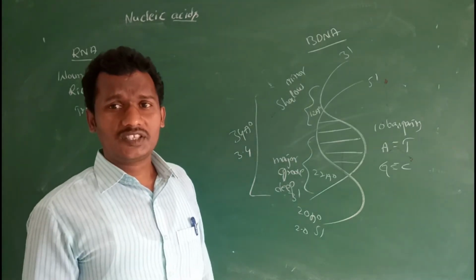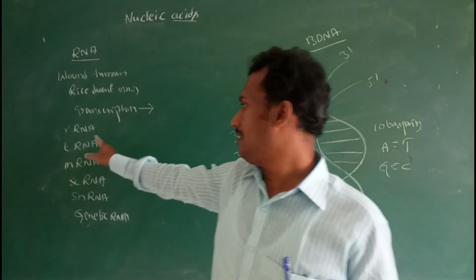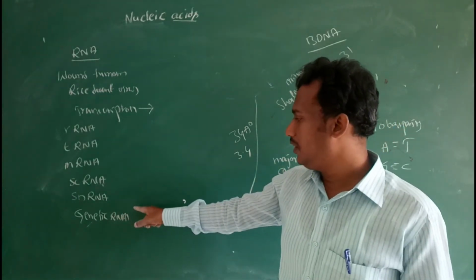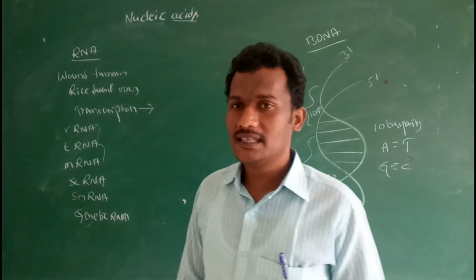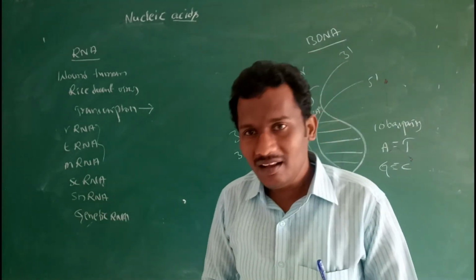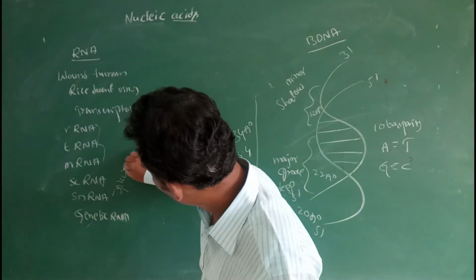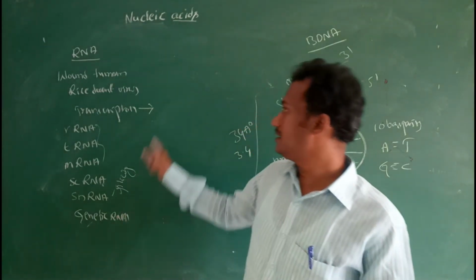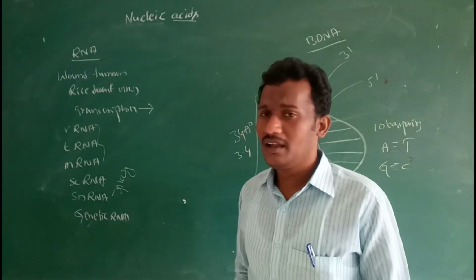Generally 6 types of RNAs are present: rRNA, tRNA, mRNA, small cytoplasmic RNA, small nuclear RNA, and genetic RNA. These 3 are major RNAs. Then small cytoplasmic RNA and small nuclear RNA play an important role in the splicing process. Then genetic RNA: in some plant and animal viruses, RNA acts as a genetic material. This RNA is known as genetic RNA.